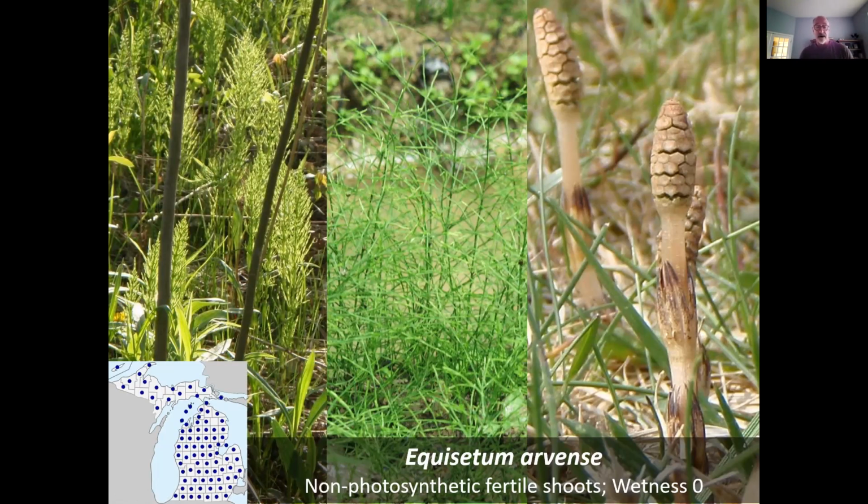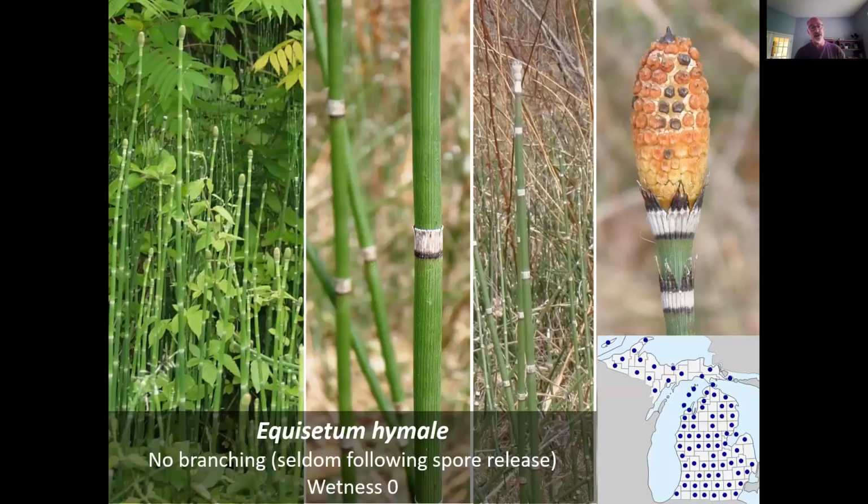Some members of the Equisetaceae don't branch, and the nickname for those is typically scouring rush. Although I grew up in Colorado, I called them scouring rush. My wife, who was born and raised in Grand Rapids, calls them snake grass, which I'd never heard before, but apparently another nickname is snake grass.